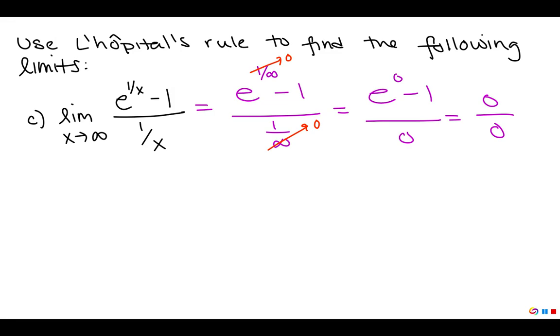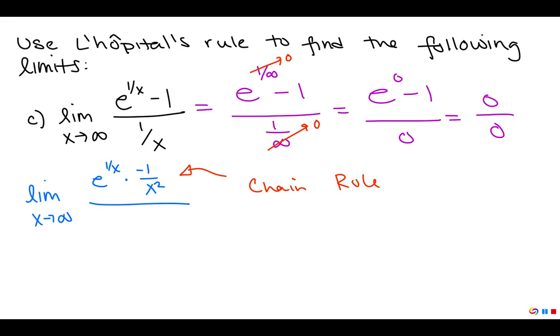So we take the derivative of the top, and I'm going to have to use the chain rule for that. I have e to a power, so I get e to a power, so we get e to the 1 over x, and then we have to multiply by the derivative of the inside function, and this time the inside function is that 1 over x. Okay, so my outside derivative was e to the 1 over x, and then the derivative of 1 over x is negative 1 over x squared.